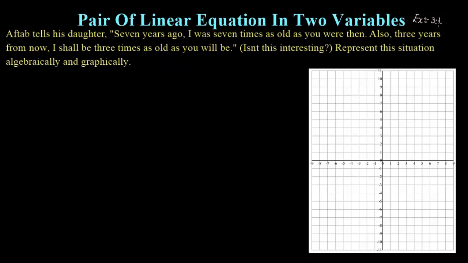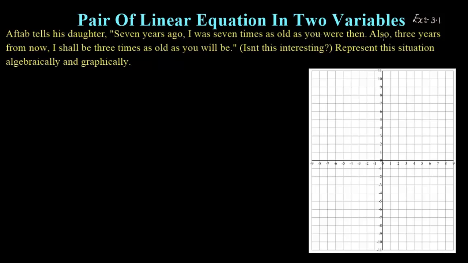Okay, so this is the very first question of exercise 3.1 of pair of linear equations in two variables from the NCERT mathematics textbook. So let us read the question now. Aftab tells his daughter, so there is a person Aftab and he is telling his daughter, 7 years ago means before, so 7 years before, I was 7 times as old as you were then. So he is telling his daughter that before 7 years, his age was 7 times as old as his daughter.